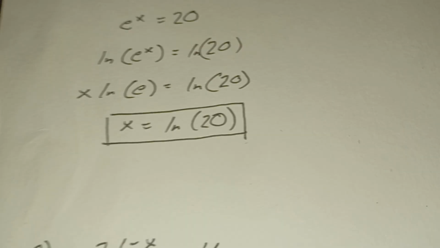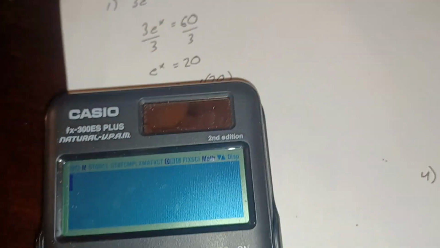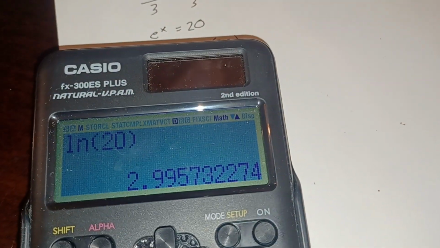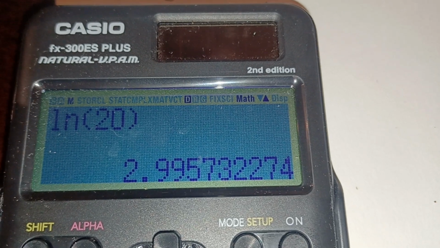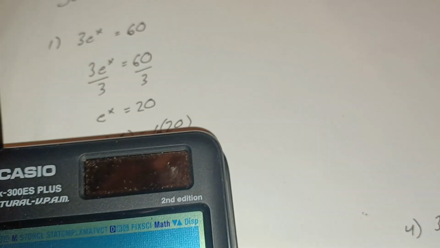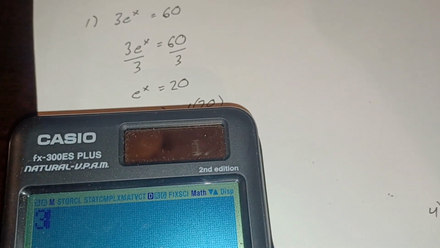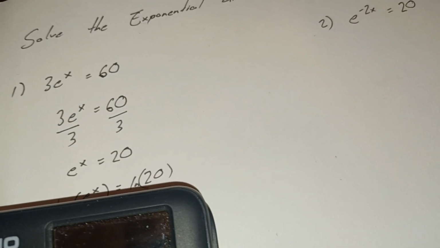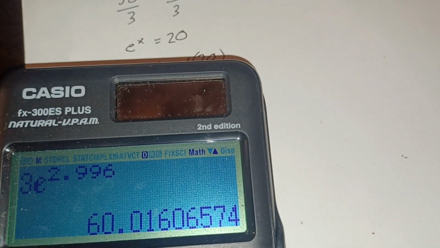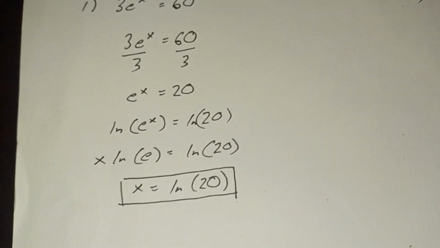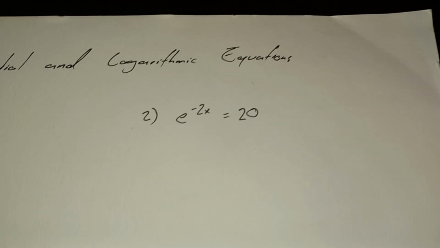But let's plug it in just to see what we get. The natural log of 20 equals about 2.996. Now let's plug it into our equation and see if it's true. 3e to the 2.996 roughly equals 60. So we're pretty much good. That was our approximation, and this is our exact amount. Let's move on to the next one, number 2.